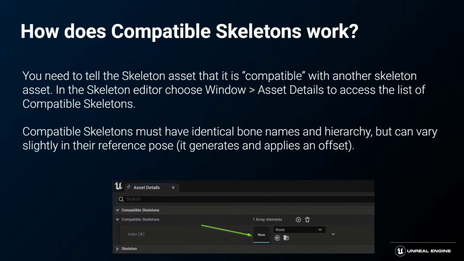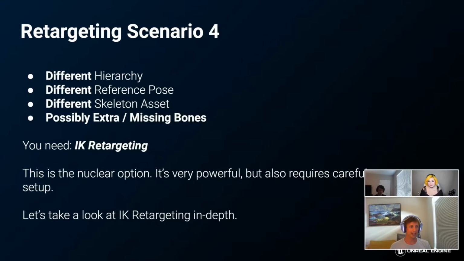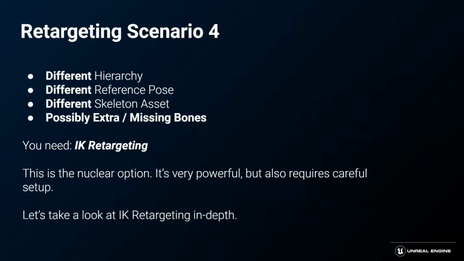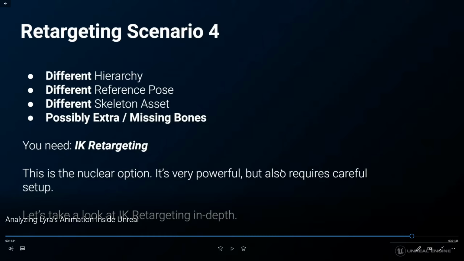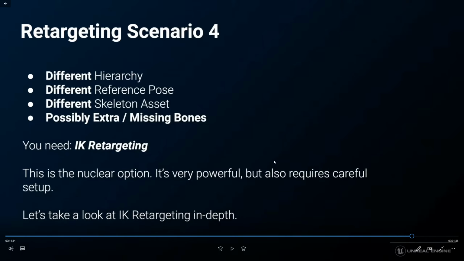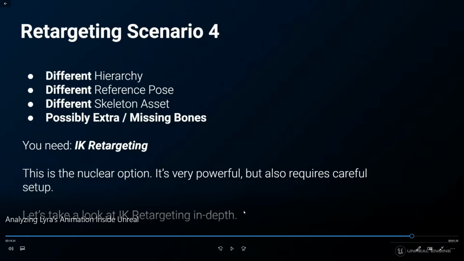Okay, so that's compatible skeletons and copy pose. And now we're going to get into the wacky, crazy last scenario. This is where your hierarchy is different, your reference pose is different, there are different skeleton assets, there's missing bones, there's extra bones. It's a completely different character, right? So there's no hope. This is what you will most likely encounter when working with MetaHumans, because the MetaHuman rig has lots of extra bones. So this is usually what you will have to do.